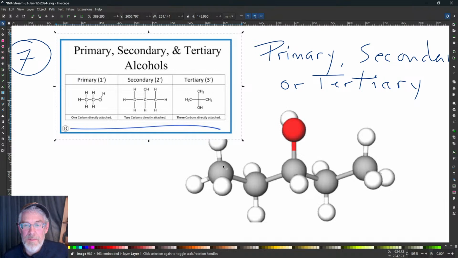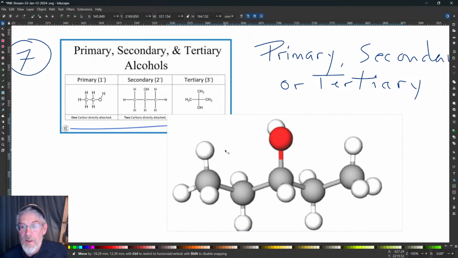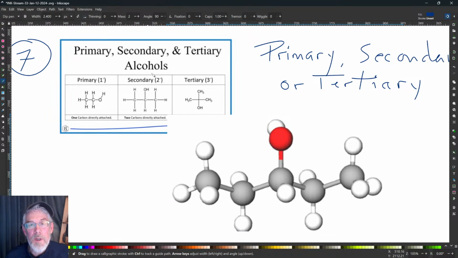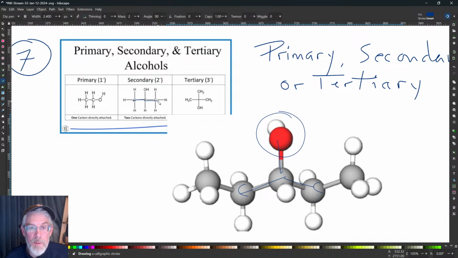Get those stoichiometry problems. All right, so what do we got? Primary, secondary, or tertiary? When we're talking about it with alcohols, it's always relative to the alcohol group. So here we have a carbon attached to a carbon, and then we have our oxygen. So here's a carbon, carbon, oxygen. It looks to me that that's going to be secondary. That makes sense to you guys?